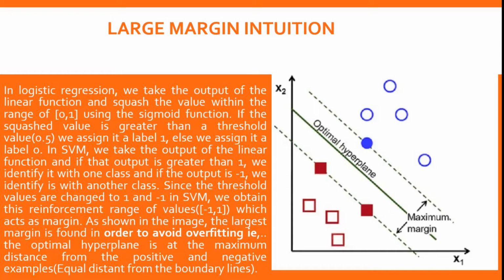Now it's acting as a margin for us. This is -1 and this is +1. In the image we are showing, the largest margin is found in order to avoid overfitting. That is the optimal hyperplane at the maximum distance, with the positive and negative examples at equal distance from the boundary lines.